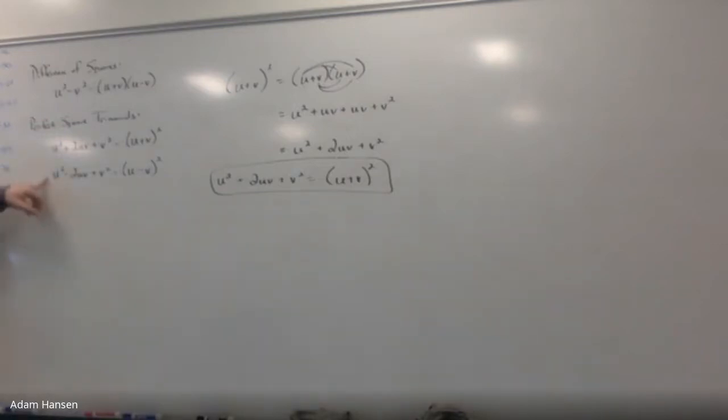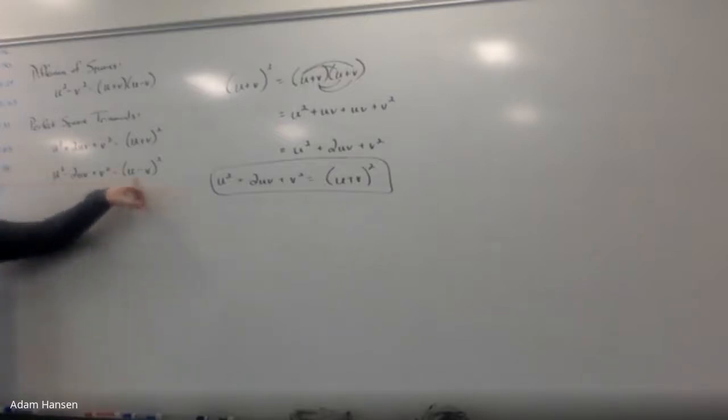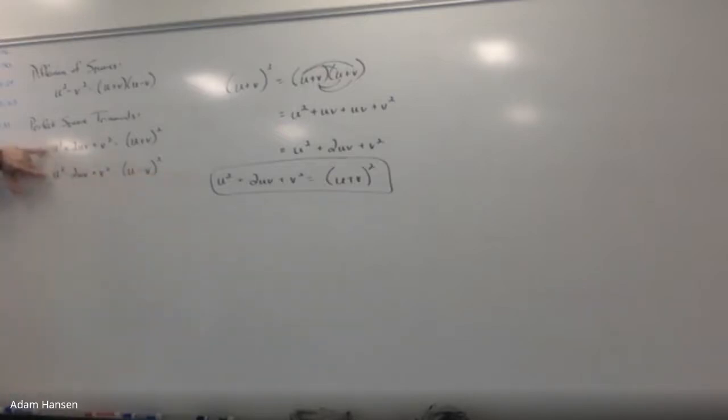I've also got a different formula. U squared minus 2 times uv plus v squared equals u minus v squared. What's the only difference between these 2? Positives change to negatives.